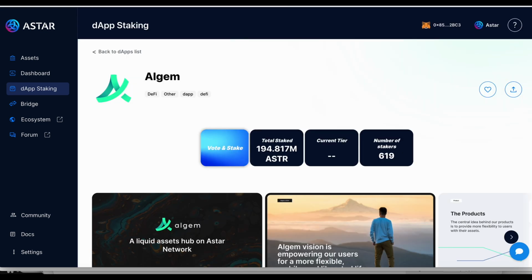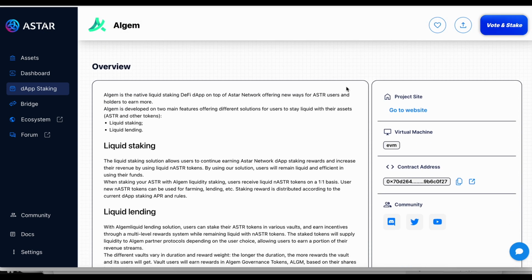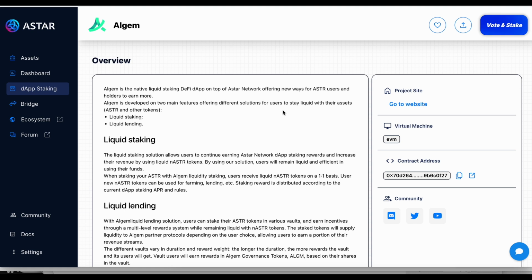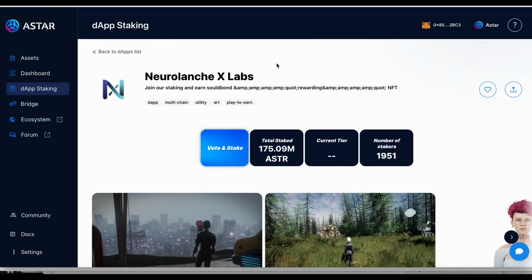So now the question you may ask is which project we should stake on. So I'm going to go over the top 10 right now that get most of the staked, and I will share my opinion on it. So the first one is Algem. Algem is one that provides the liquid staking for the Astar network. So you can stake your Astar and get the nASTR and use that to get actual rewards. So this is quite interesting, they also have the lending. So if you want to support Algem, you can directly stake on it.